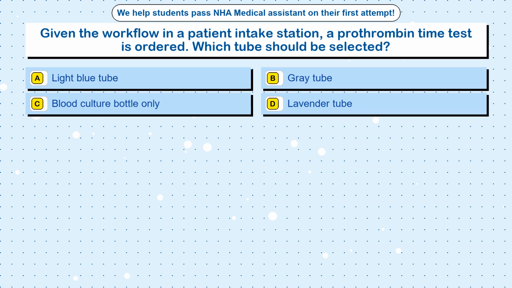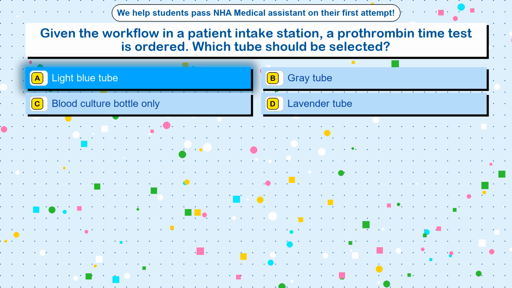Question 65. Given the workflow in a patient intake station, a prothrombin time test is ordered. Which tube should be selected? Option A, light blue tube. Option B, gray tube. Option C, blood culture bottle only. Option D, lavender tube. The correct answer is option A, light blue tube.